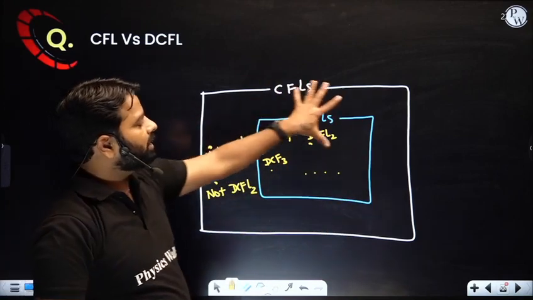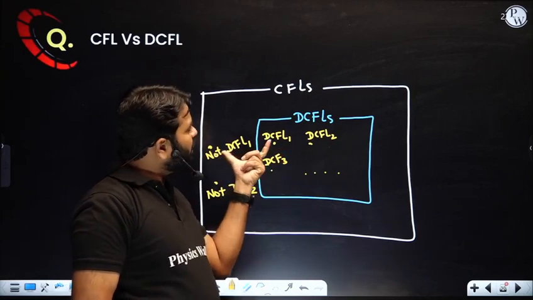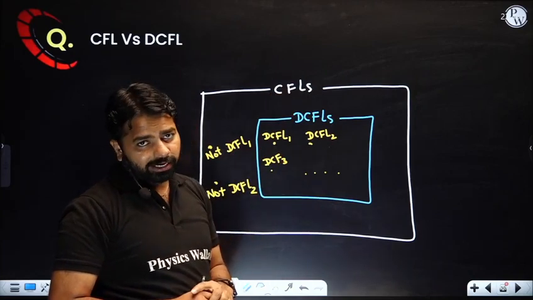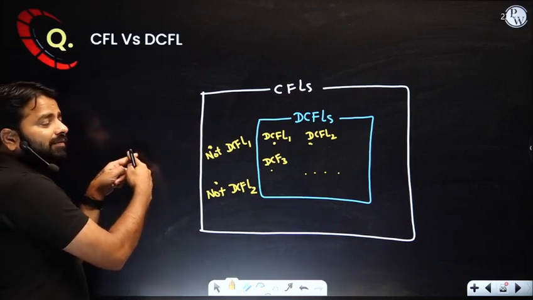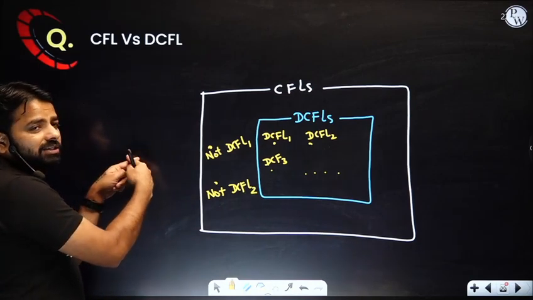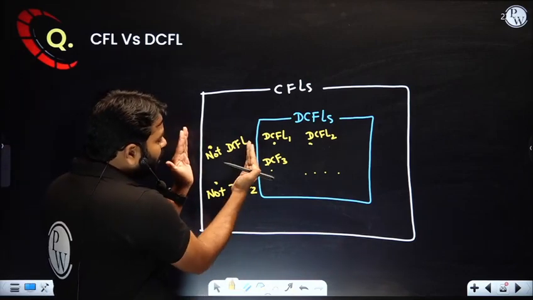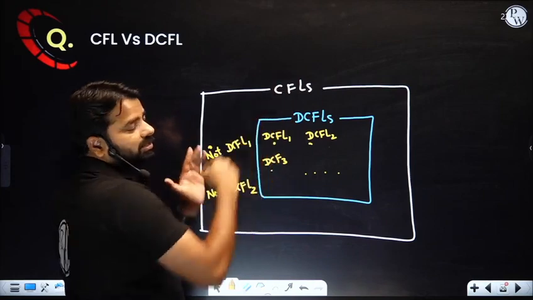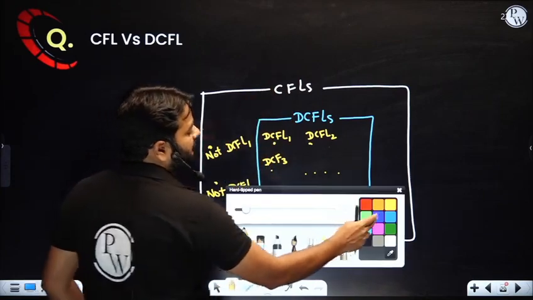Now all of them are CFLs, whether it is DCFL or this not DCFL, both are context free languages only, correct? But here you will see the languages which are also not DCFLs, which are also not CFLs. So these are not considered here. Okay, some not DCFLs, only CFLs. I hope you are able to understand. There are many, many languages we have here, examples.